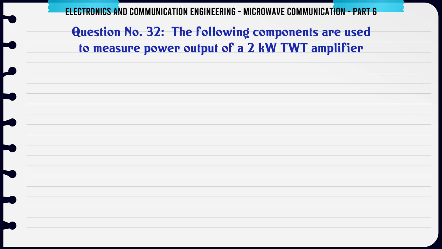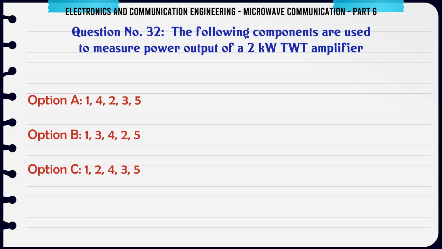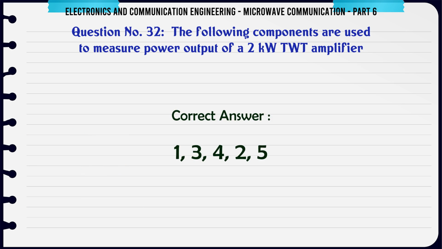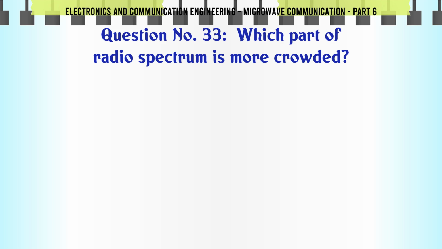The following components are used to measure power output of a 2 kW TWT amplifier. A: 14235. B: 13425. C: 12435. D: 14325. The correct answer is 13425.